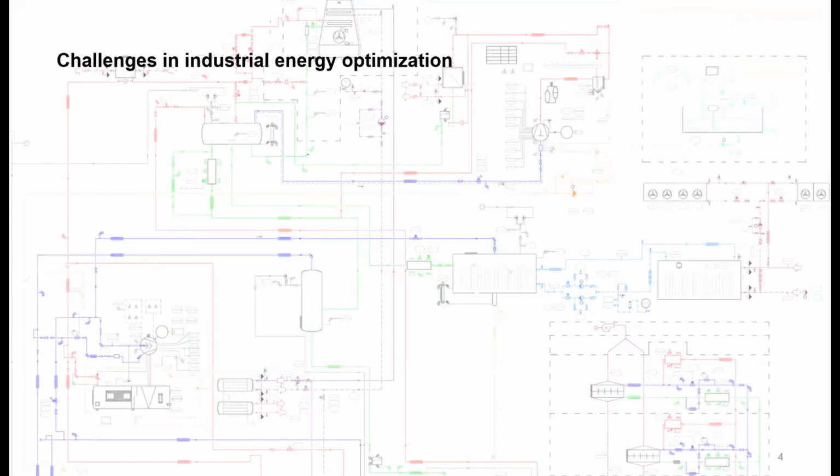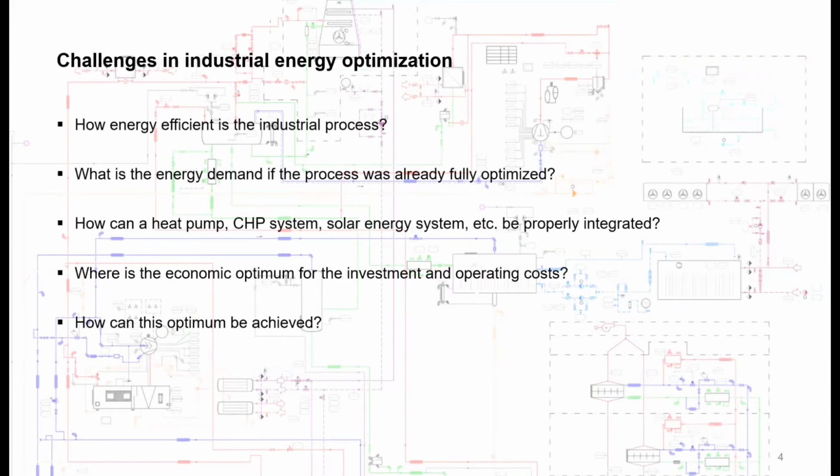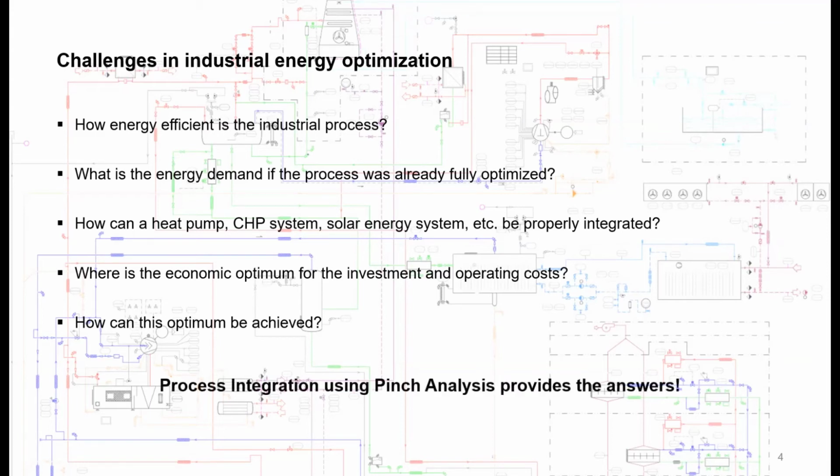However, there are several challenges in industrial energy optimization as shown on this next slide. The first is determining how energy efficient an industrial process is presently. The second is to understand what the energy demand is if the process was fully optimized. Thirdly is to understand how energy conversion units or renewable energies can be properly integrated. And finally, it is important to know how to determine the economic optimum for the trade-off between investment and operating cost and to determine how all this can be achieved. The key to getting these answers is process integration using pinch analyses.